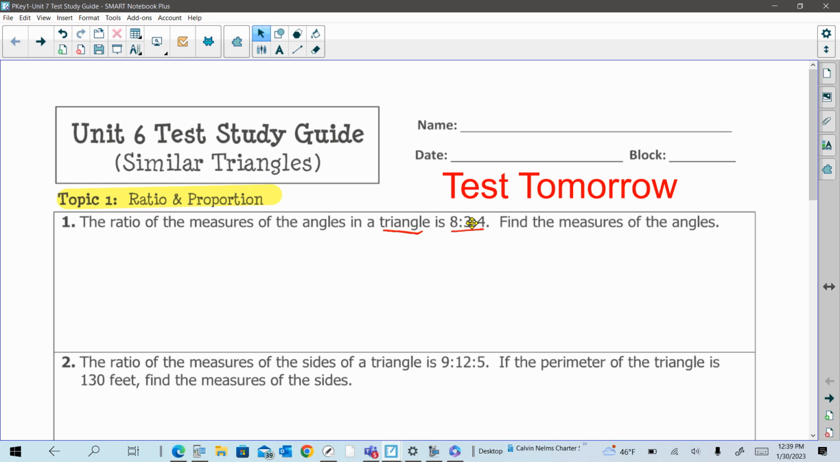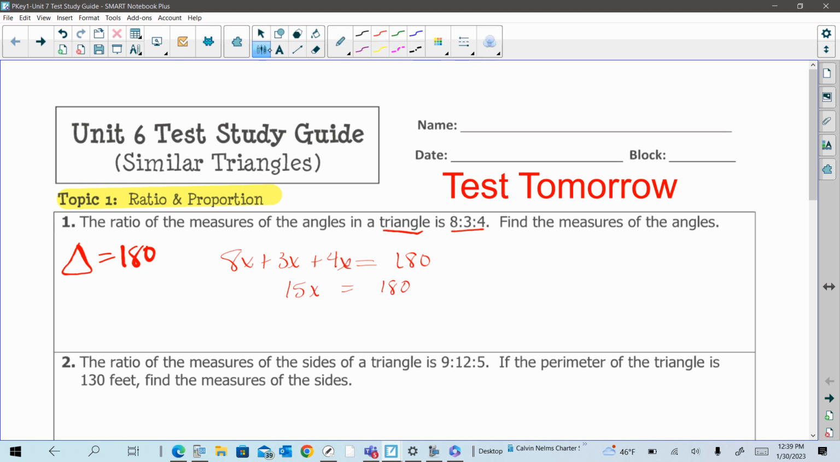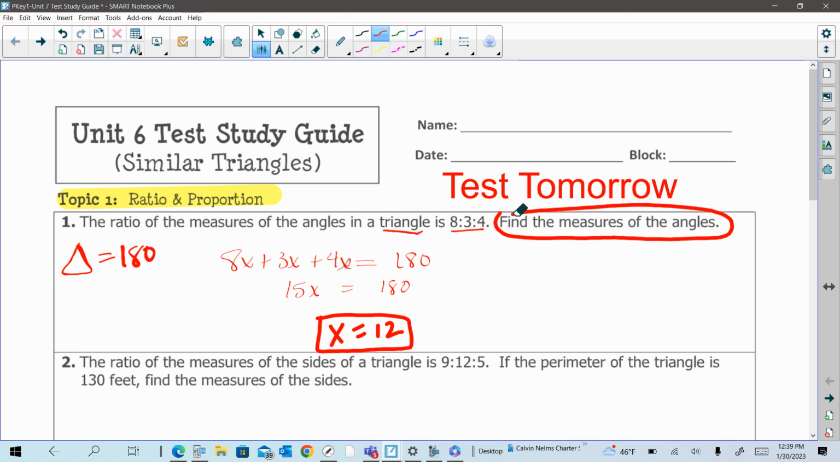So hopefully, since we're talking about the angles of the triangle, we know that every triangle is equal to 180. So you should be starting off with an equation, or just add them up, and we should get 15x equals 180. So your x equals what? Yep, x equals 12.